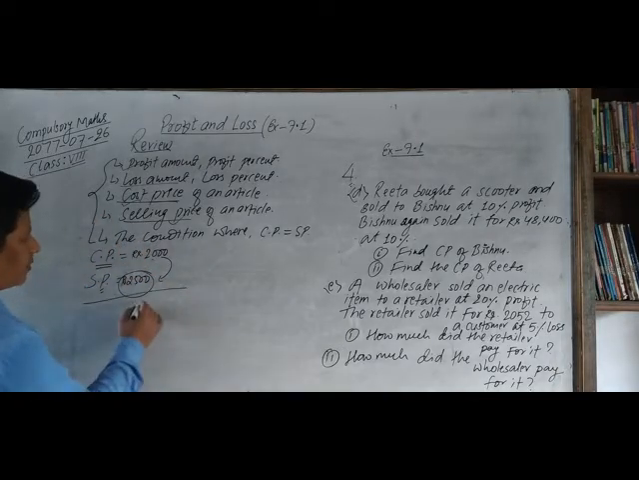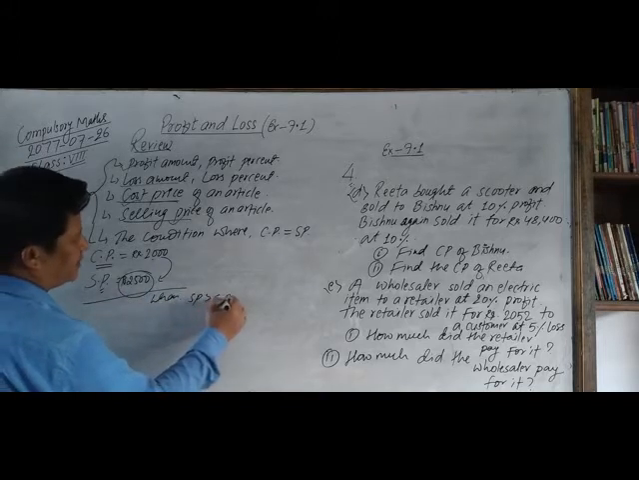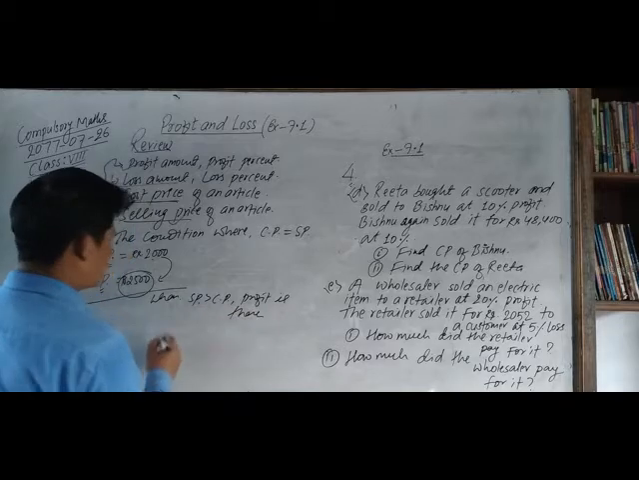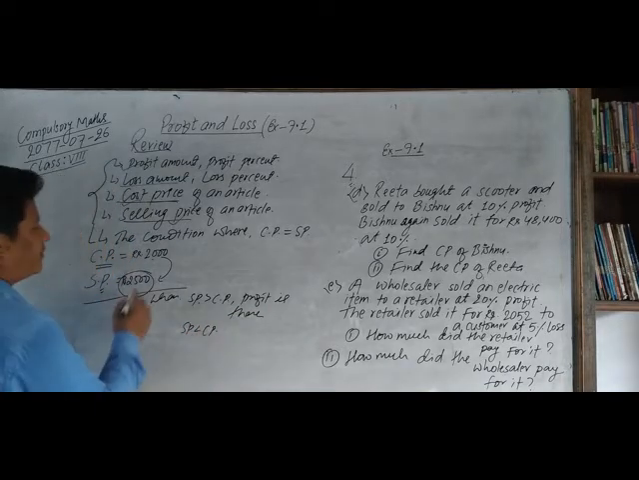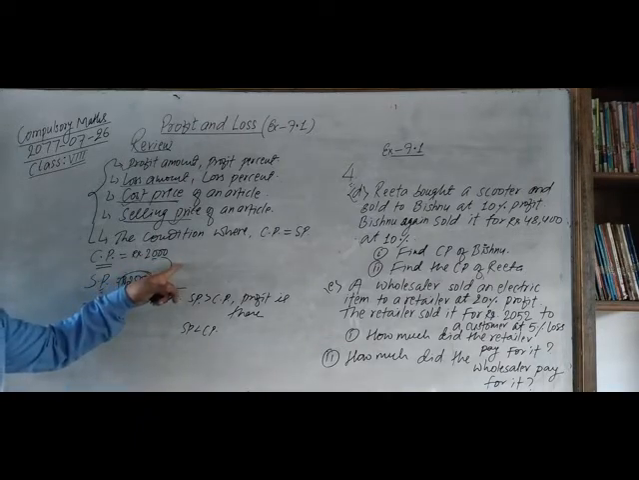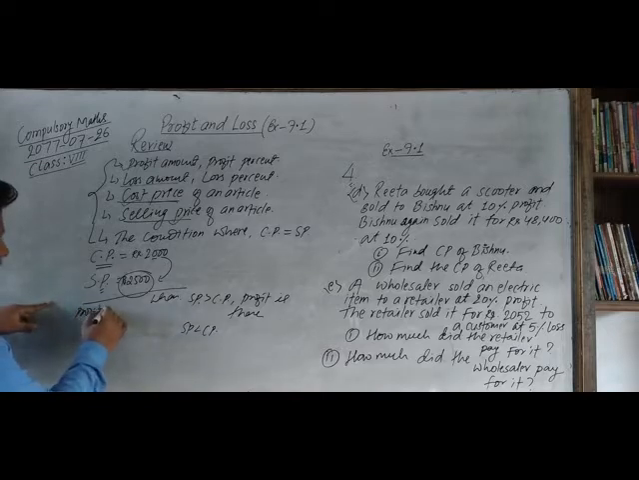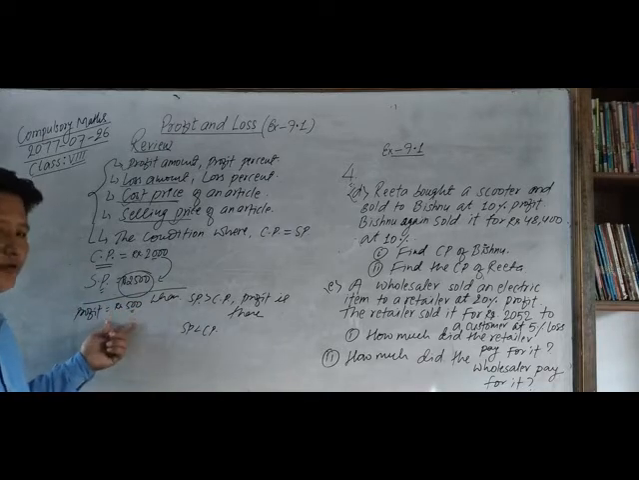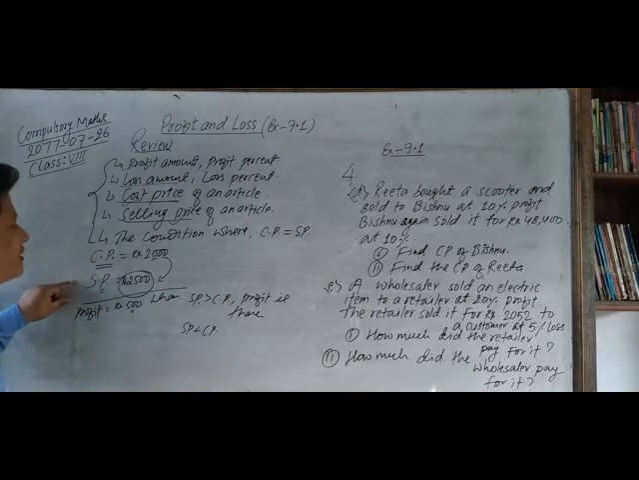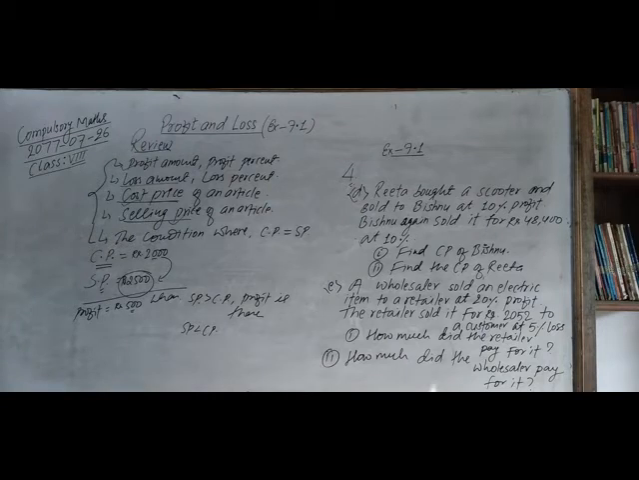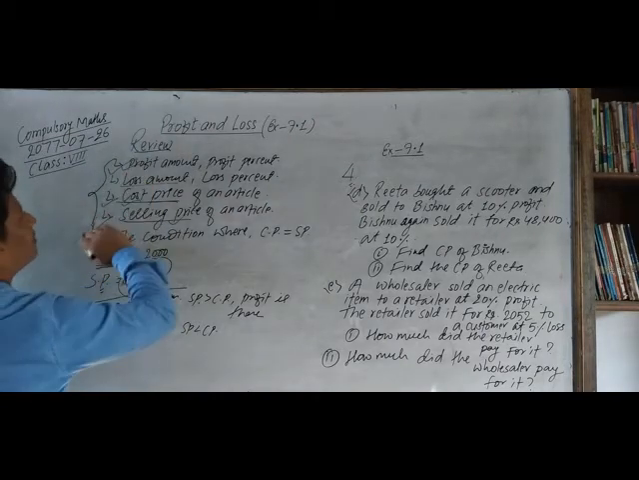And here, when SP is greater than CP, then there is profit. The article costing rupees 2000, if sold out at rupees 2500, then there is profit. So we can calculate the profit. Profit is rupees 500. So this 500 is the amount of profit when SP is greater than CP, when SP is 2500 and CP is 2000. In this way, you can define cost price, selling price, profit amount, and similarly loss amount.